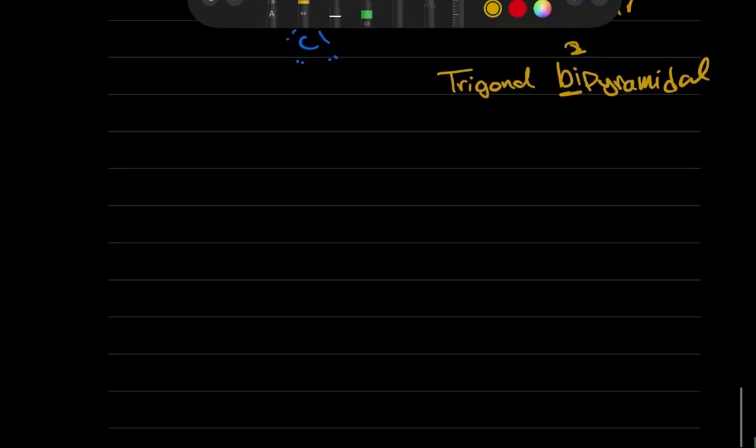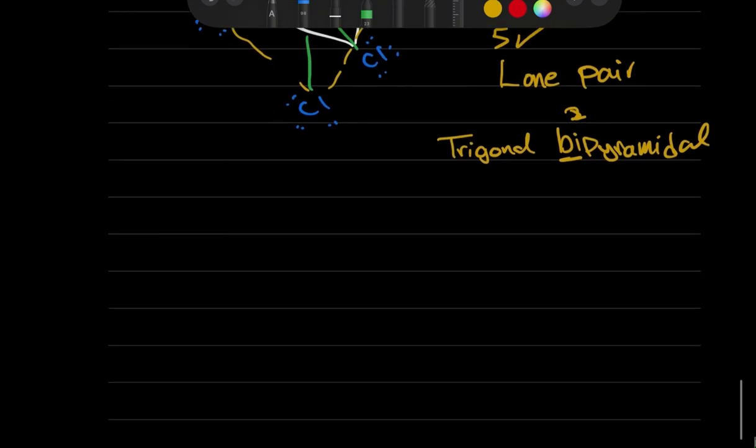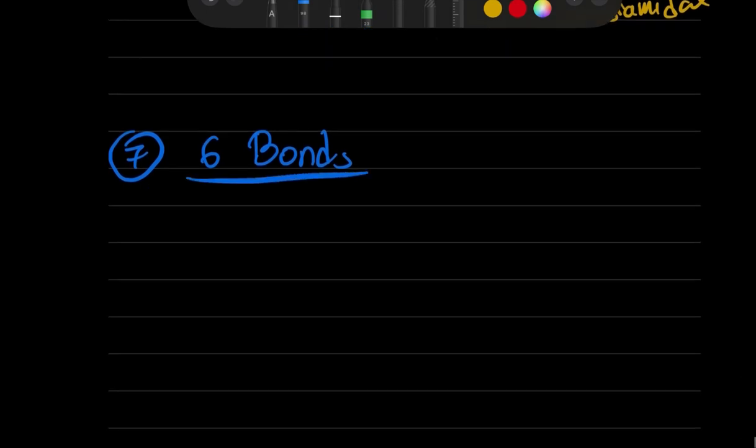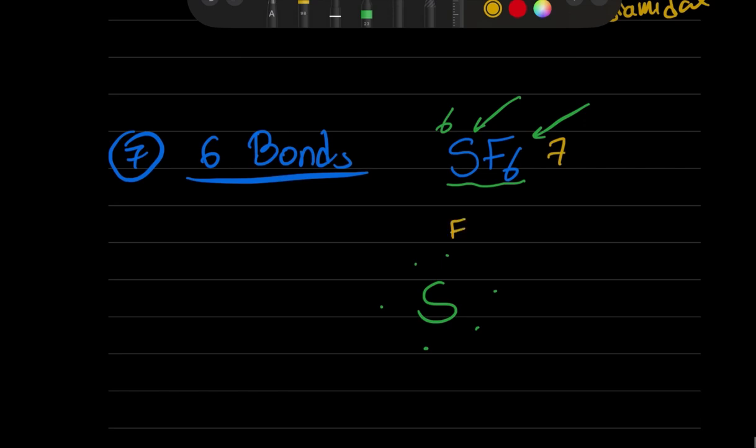And now let's go to the last case, in which we have 6 bonds, and for sure no lone pairs. SF6. And actually, you have to find the central atom, which is sulfur. It's in group number 6, which means it has 6 electrons in its outer shell. So we have to say 1, 2, 3, 4, 5, 6, right? The fluorine atom is in group number 7 here. And you have to draw F, F, F, F, F, F. And you draw the electrons around them, as we just remembered.